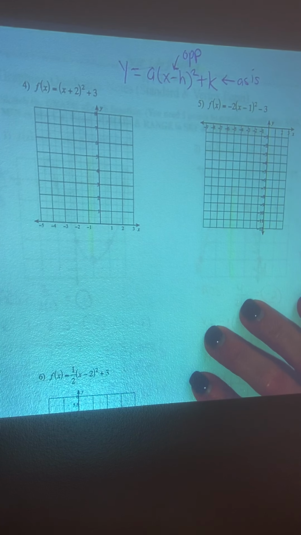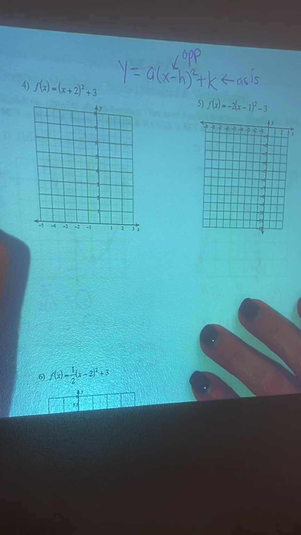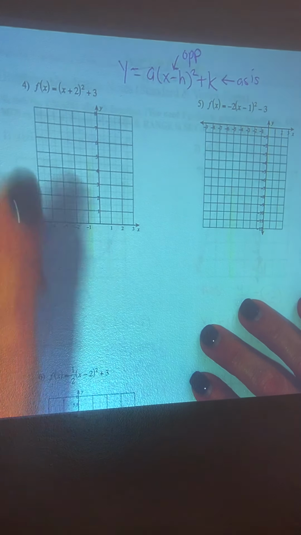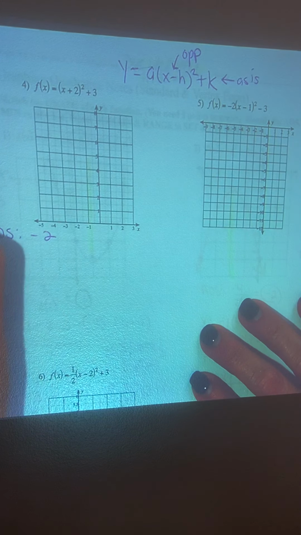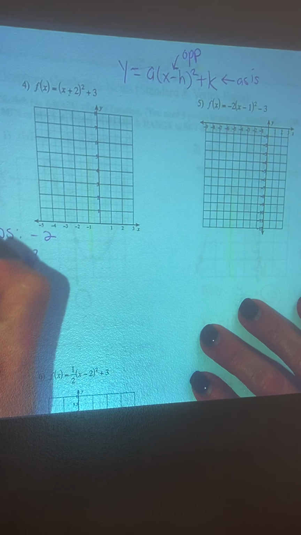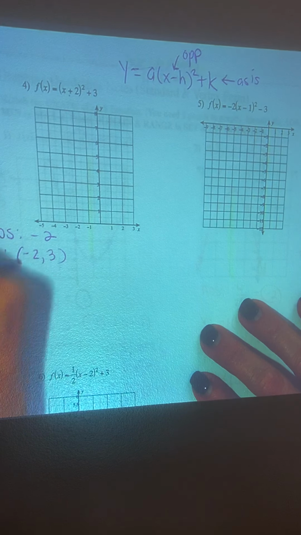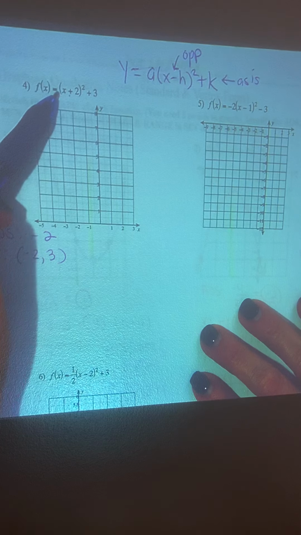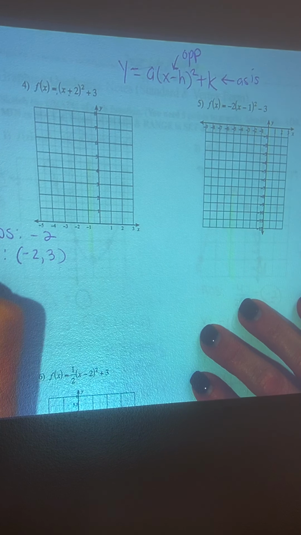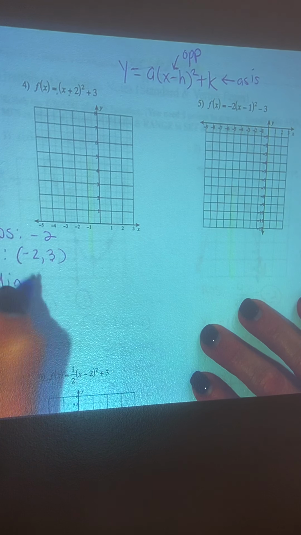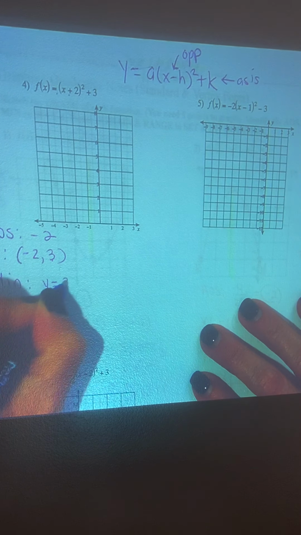All right, first problem. Axis of symmetry is, taking the opposite, -2. Vertex, -2, 3. Minimum, because it's going up. Remember, a determines up or down, and it's positive, so it's a minimum going up. And the minimum value, y by the vertex, which is 3.